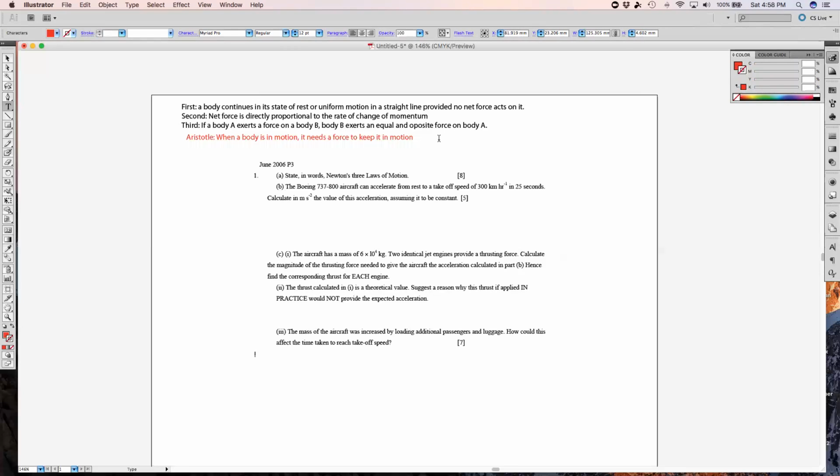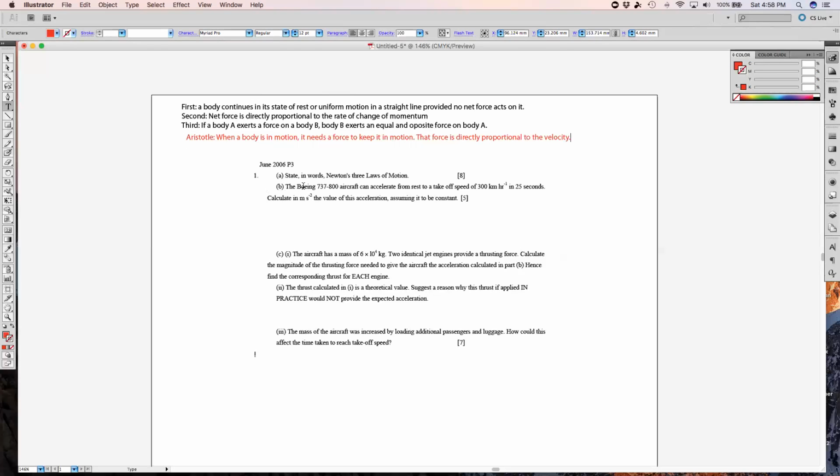When a body is moving, it needs a force to keep it in motion. And the other part is that the force is directly proportional to the velocity. That's called Aristotle's theory of motion. So it's different from Newton's law. It's no longer valid because Newton's law superseded it, because Aristotle wasn't really aware of the concept of friction. So we understand Newton's three laws and Aristotle's law.